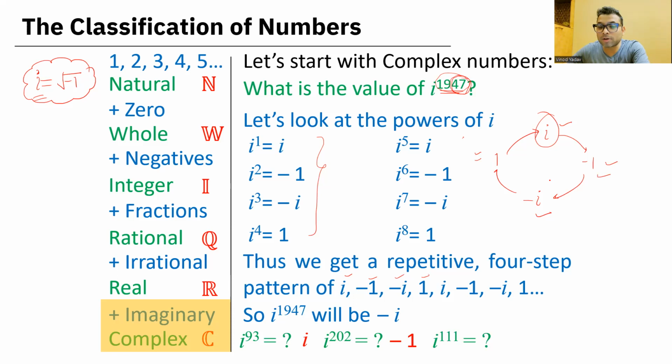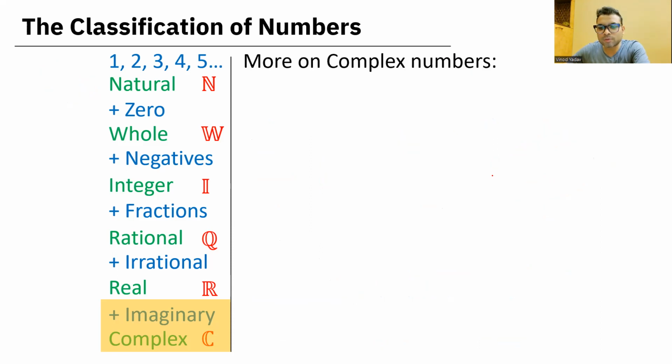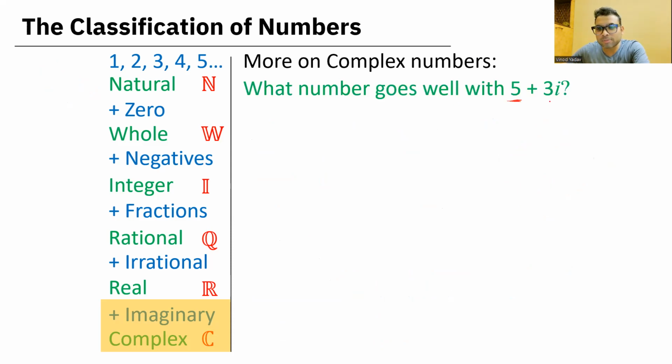111. Divide by 4. Remainder, yeah, remainder 3 minus i, and so on. Cool. You know, this kind of number, this is a real number, this is an imaginary number. If we write them like this, it is called a complex number. It contains two parts, the real number part and the imaginary number part.